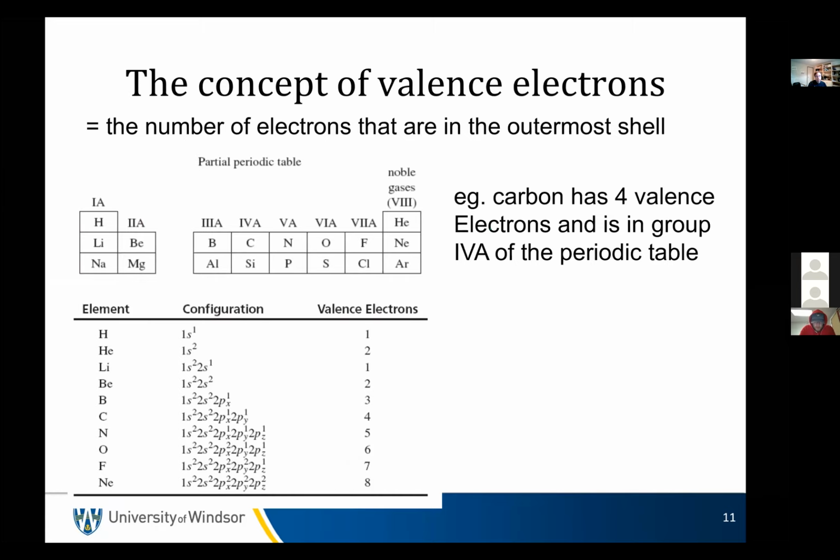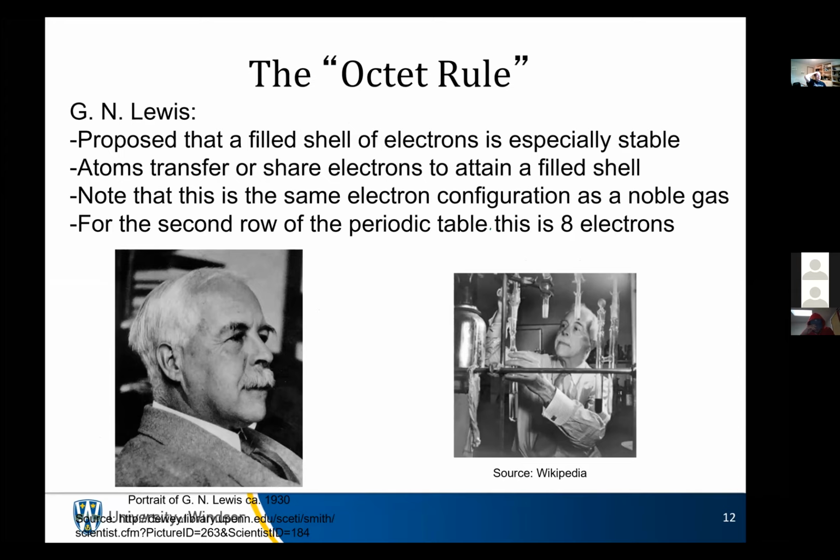So we hit the octet rule, and this came from Lewis, who may or may not have killed himself with hydrogen cyanide. And he proposed that a filled shell of electrons is especially stable. And so atoms transfer or share electrons to attain a filled shell.